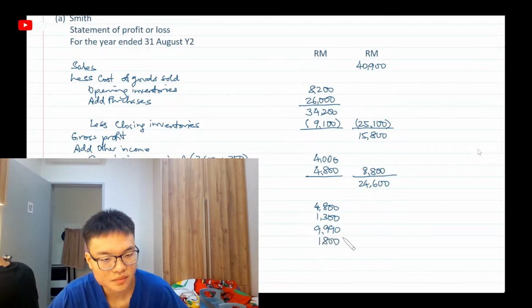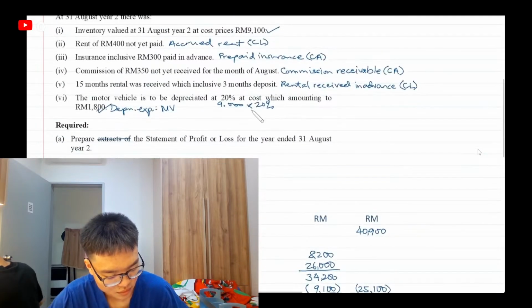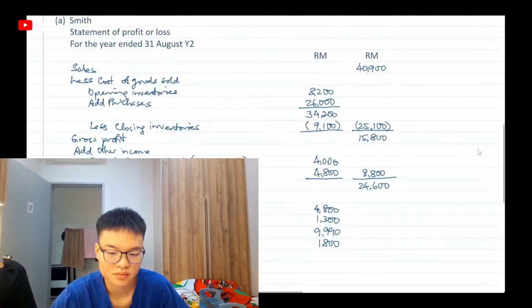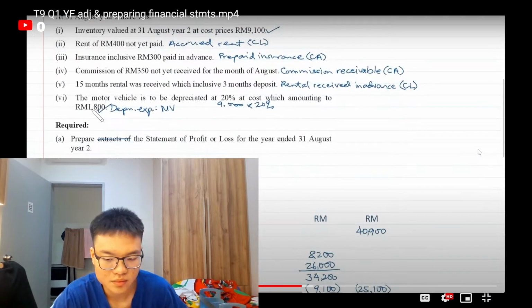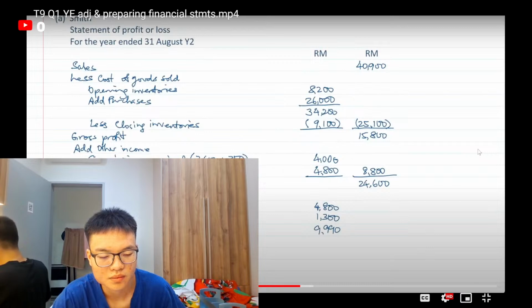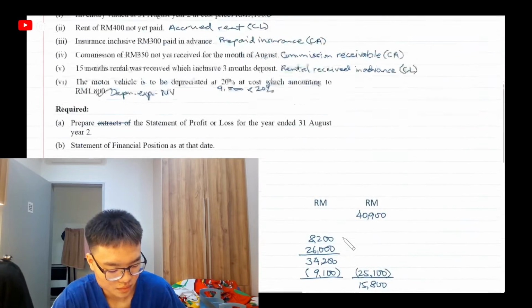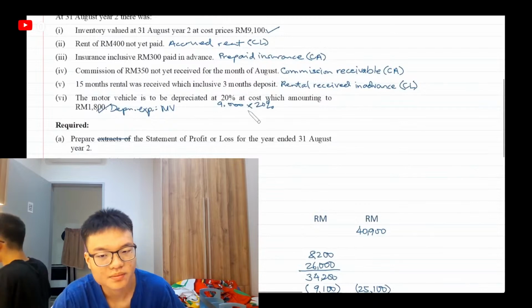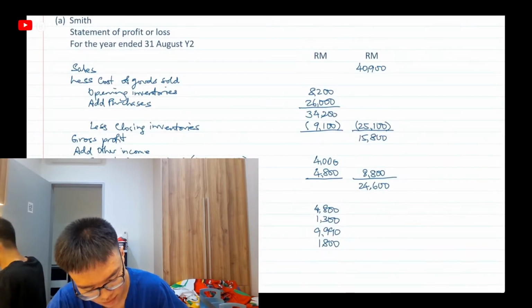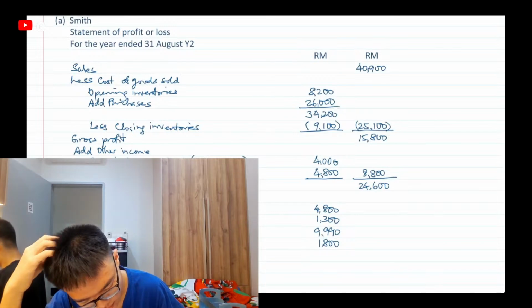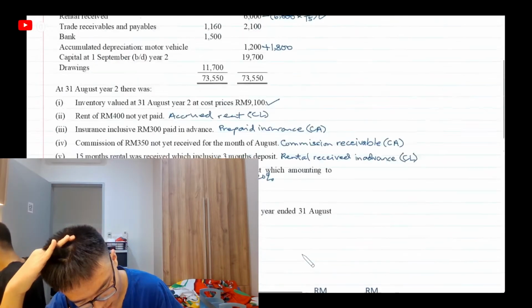Now you don't have to show the working because the number is already calculated for you in the question. If there's no calculation, no answer given, then you have to show the calculation. Right, now you don't have to show the calculation because it's already given in the question. So this is the last item here.